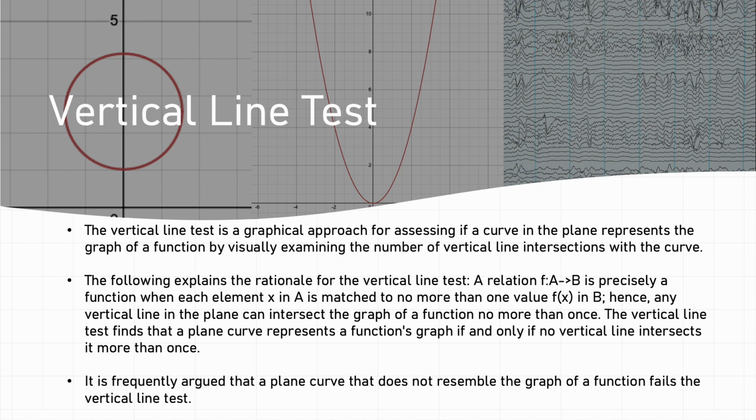Hence a relation is a function exactly when each element x in A is matched to exactly one value f of x in B. A curve in the plane is accepted as representing the graph of a function according to the vertical line test if and only if no vertical line intersects the curve more than once. It is frequently argued that a plane curve fails the vertical line test if it does not accurately depict the graph of a function.